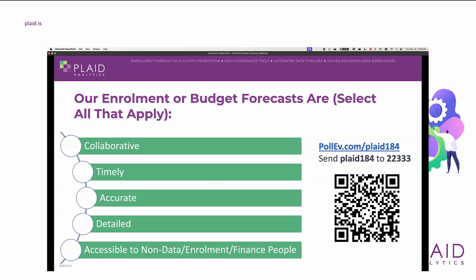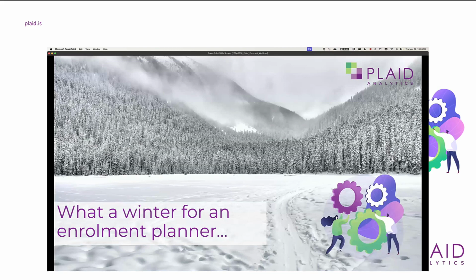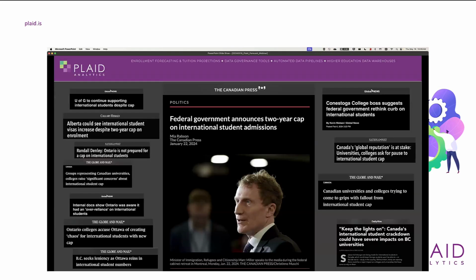So it's been quite a winter for enrollment planners, particularly if you're based in Canada. You may have seen some headlines around changes in international student admissions, and the ones that are shown here were the doom and gloom variety. We've learned since that there is perhaps not quite as much doom and gloom as it seemed initially, that there's quite a few protections if you're a public institution in Canada. This said, there will be some difficult times ahead for institutions.